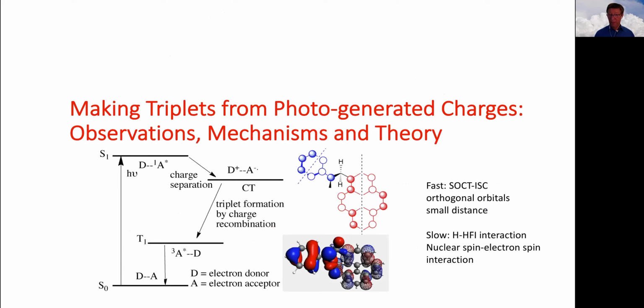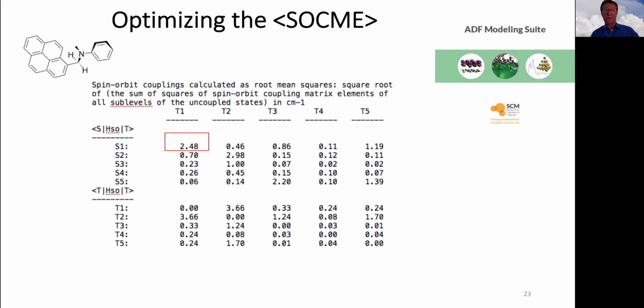So if we want to make triplets from photogenerated charges, we have two mechanisms. One is fast, which uses spin-orbit coupling. The other one is slow, which uses hyperfine interactions. In fact, with ADF, with DFT, you can calculate this matrix element. So these are some first results on what we call the Mataga molecule. And you see that there's an interaction of about 2.5 wave numbers. And that's pretty large for our standards anyway.